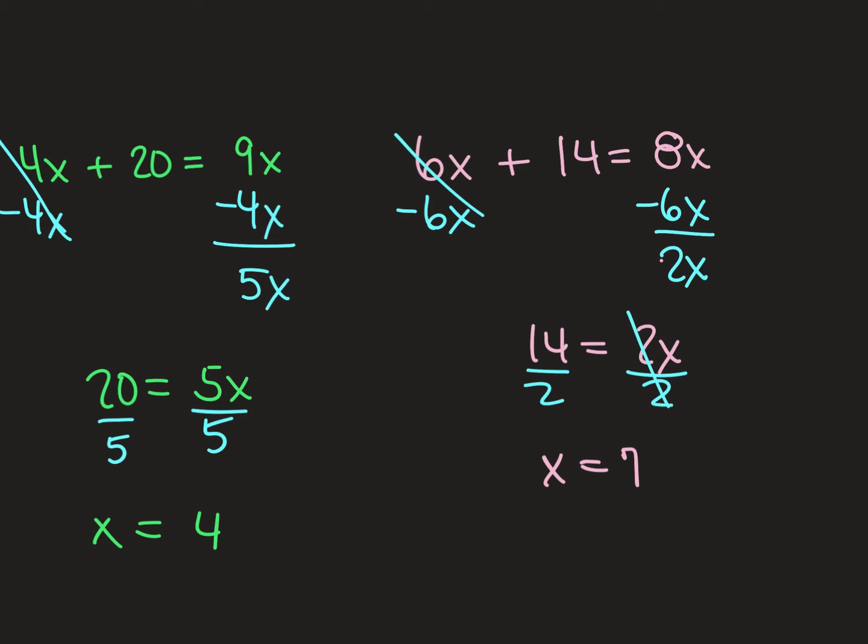Did you get 7? Did you get x equals 7? So my first song was to subtract 6x. I come over here and subtract 6x. That leaves me with 2 x's. I rewrite. The stuff in pink is me rewriting it. Divide by 2, and I get a 7.